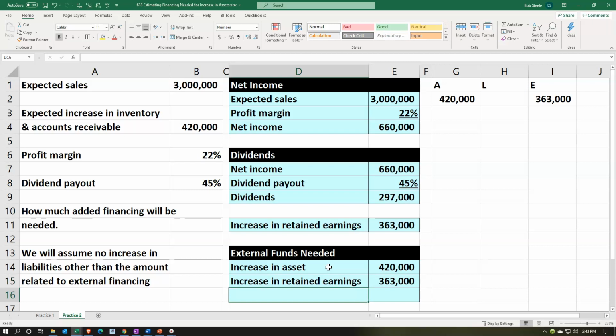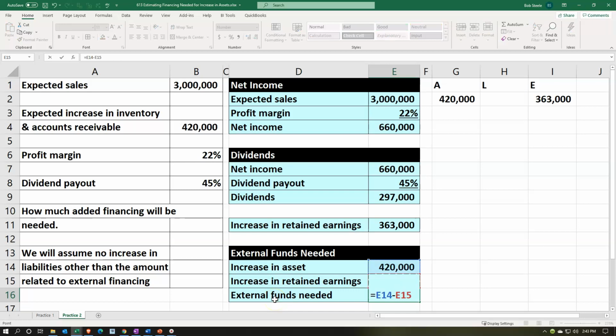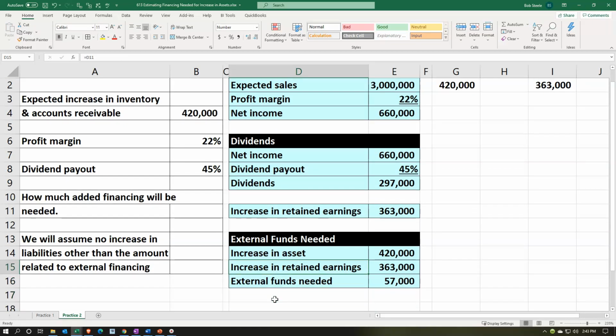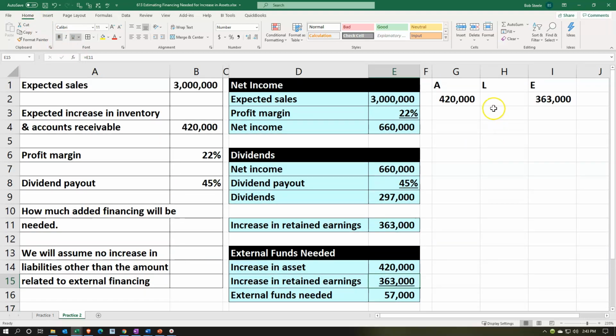But that's not going to be enough. We're going to need external funds in this scenario equal to the 420 minus the 363, or the 57,000. Let's put an underline here, home tab, font group, and underline. And that's going to be our liabilities that we basically need so that we can finance the 420, the increase in the assets, with liabilities and equity.